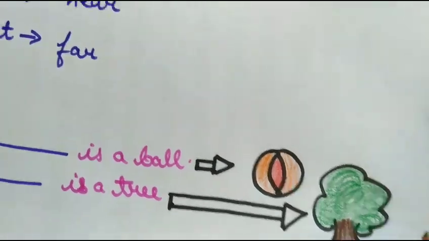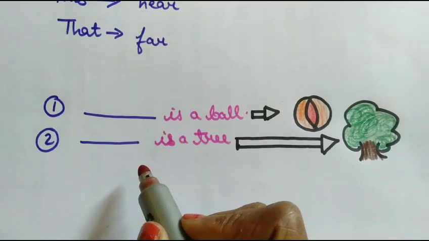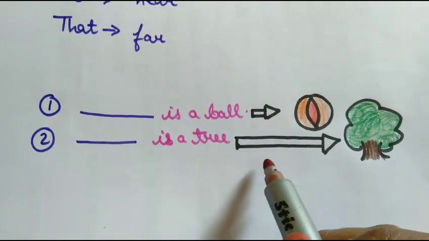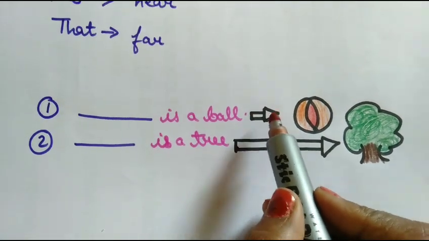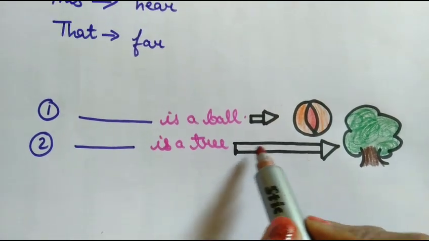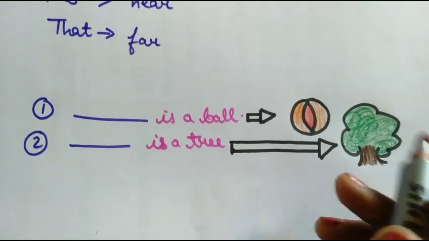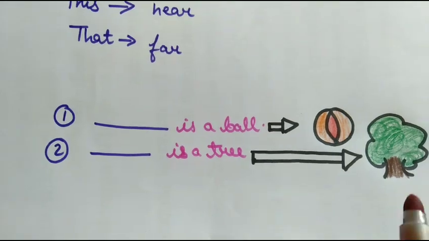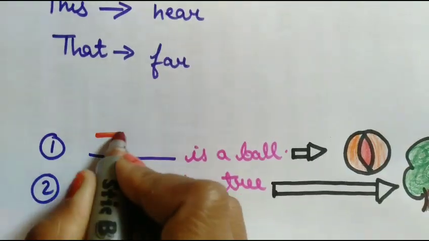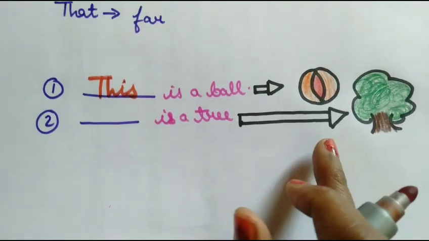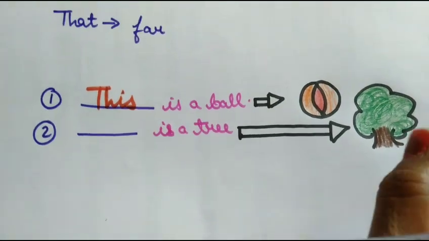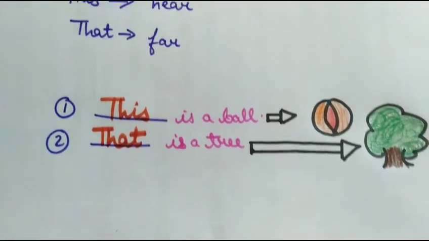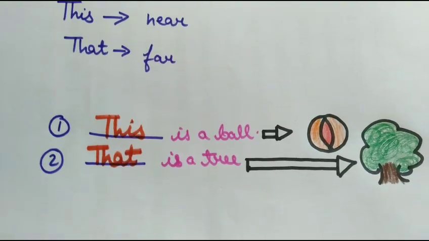Now you all can see here I have taken 2 examples. So the first one, you all can see that here I have made an arrow in the first one also and the second one. This arrow indicates something that is near, and the second one you can see is a long arrow. It indicates something that is far. So when we are talking about near objects, something which is near to us, then we use this. So this is a ball, and you all can see that, that is a tree. Tree is far from us, so we will use that. So now I think it is clear to you all where to use this and that.